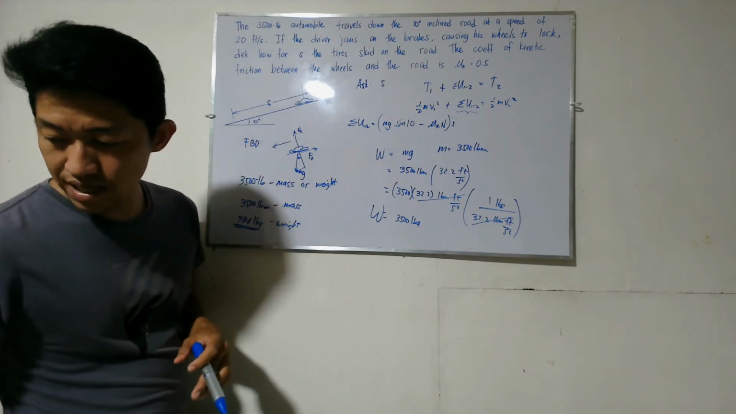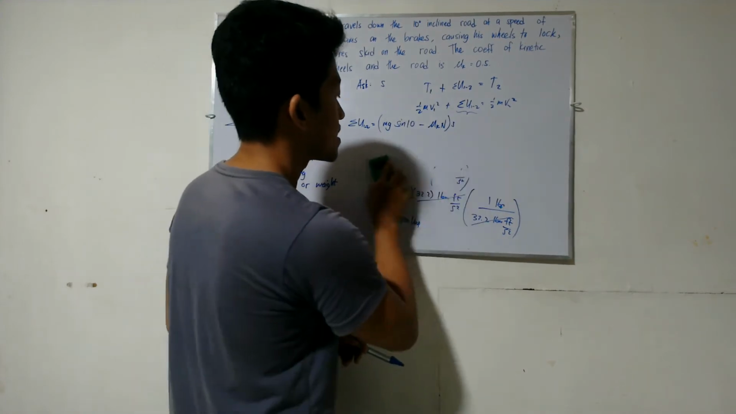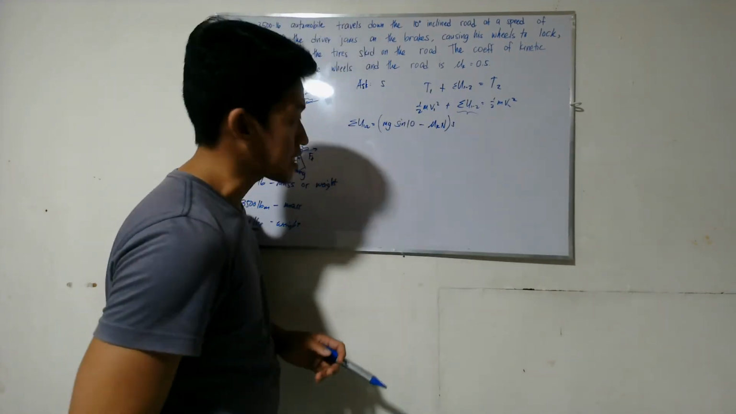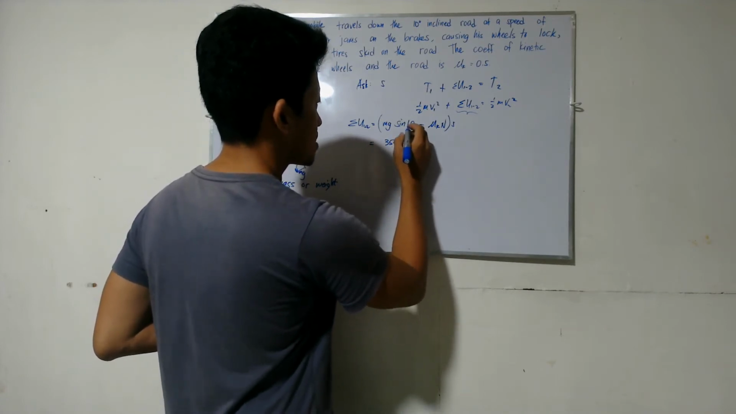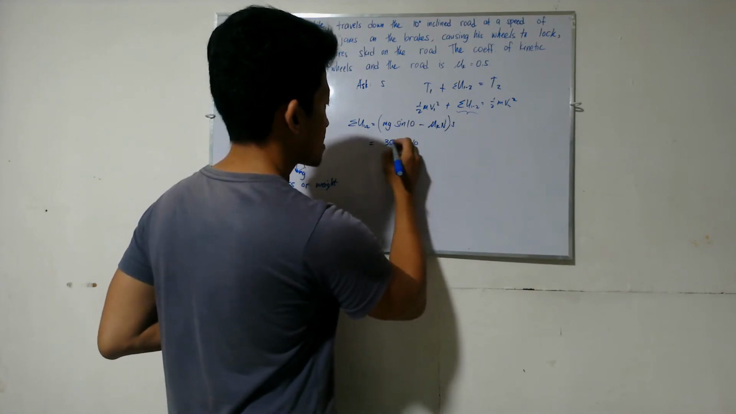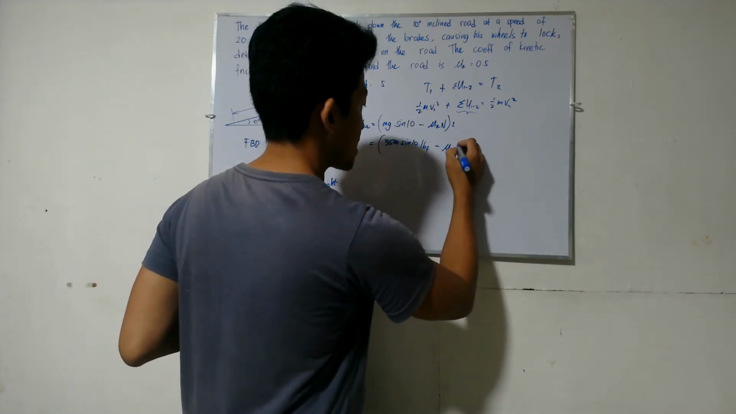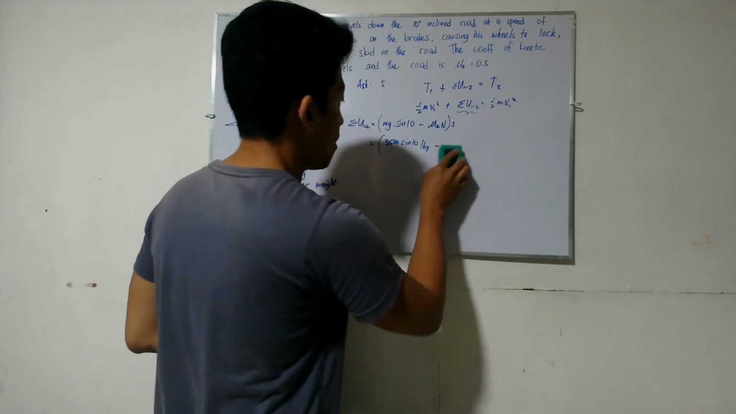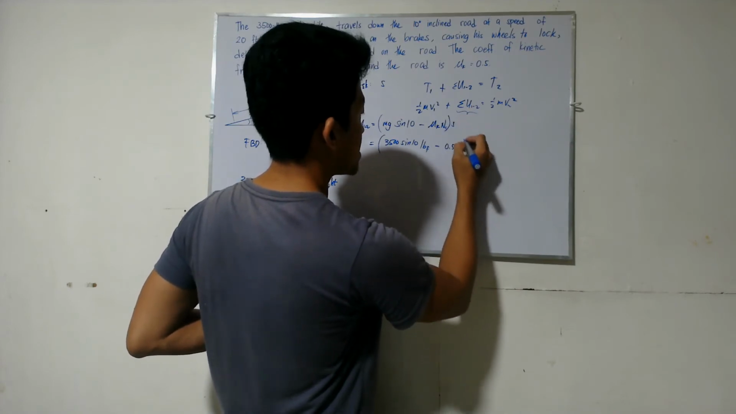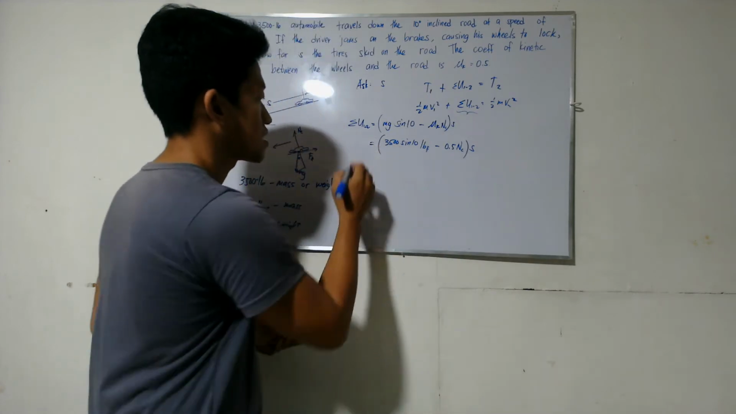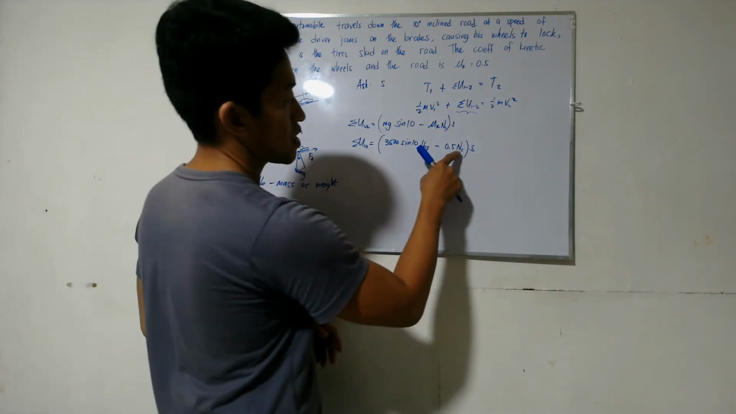So if the weight is what we are looking for, this is just 3,500 sin 10 pound force minus mu k, which is 0.5, times s. Okay? So we need to find this NC component.